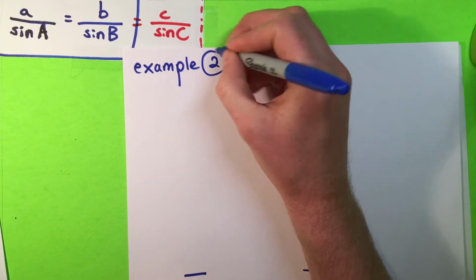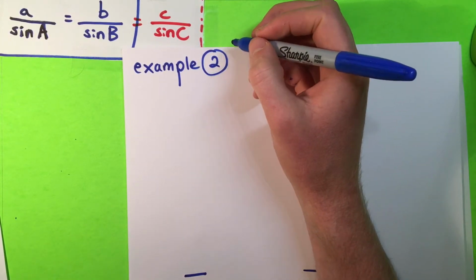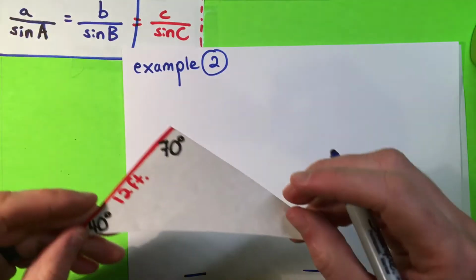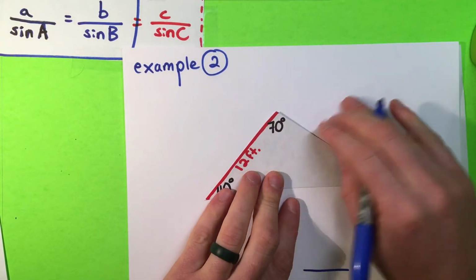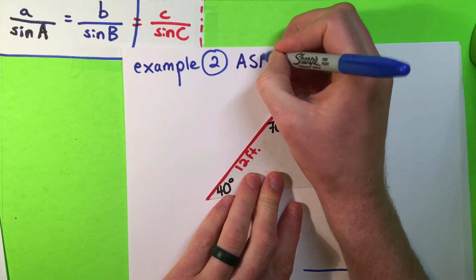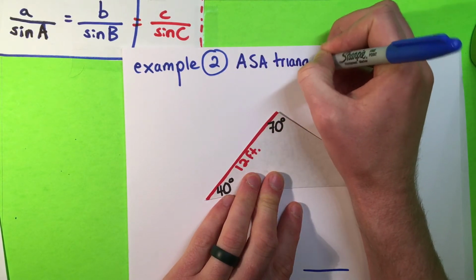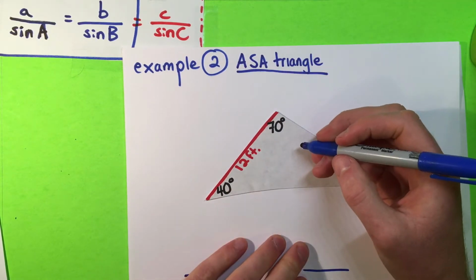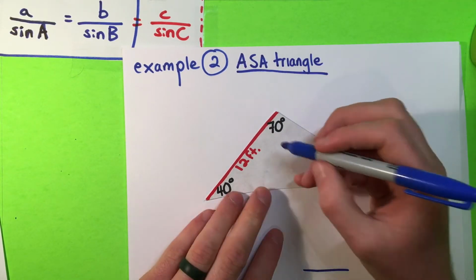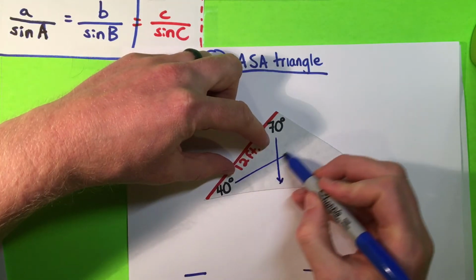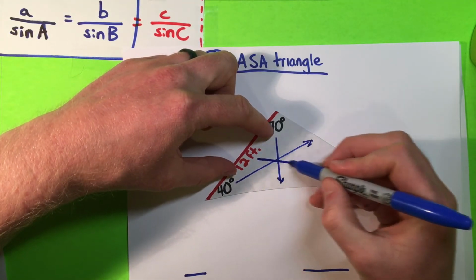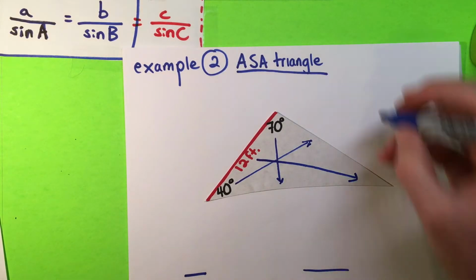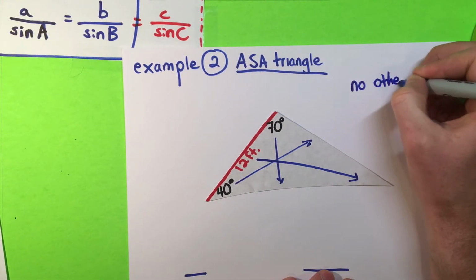So here we have a triangle that's called an angle-side-angle triangle. This is because you have an angle, then a side, then an angle on the other side of the side length. So we have a 40-degree angle, 70 degrees, and a 12 feet side length in between them. Let's draw our opposites, and what we notice is that in this triangle there's no opposite side length to a known angle and no known angle opposite to that side length. So how are we going to do this?